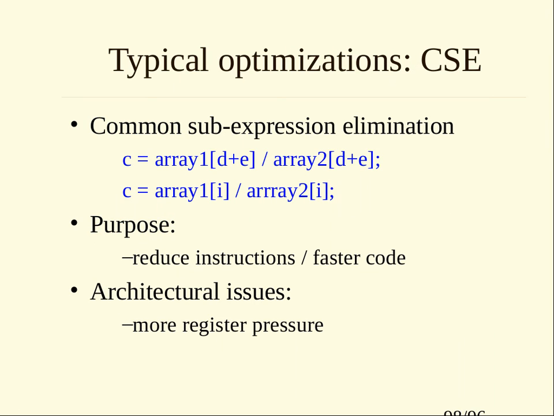The compiler does a lot of things, and this is good to touch base on. For example, common subexpression elimination: c equals array1[d plus e] divided by array2[d plus e]. Do you have to do this add twice? No. Just add it once and reuse it. Very common for the compiler to do. You get rid of an instruction. Obviously, this is a very long equation, and the compiler can just automatically fix it. What's the problem here? You have more register pressure because now you need a register to store that temporary value in.